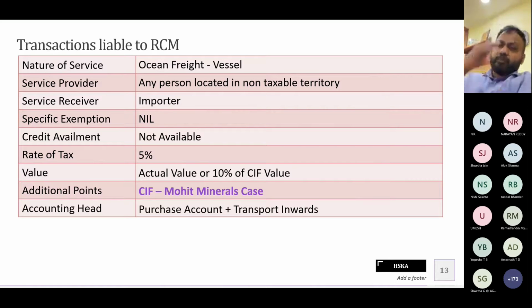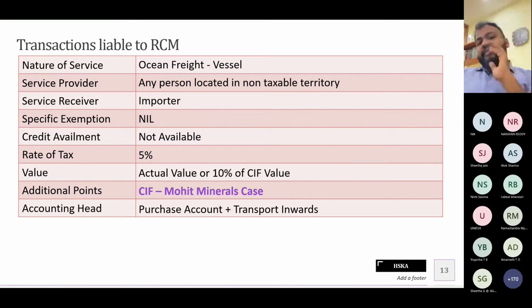So this case went up to the Supreme Court in the Mohit Minerals case. The Supreme Court has not given a very clear judgment, I would say, as far as FOB is concerned. So if it is a CIF transaction, that means it is a freight and insurance included transaction, you are not required to pay tax under reverse charge mechanism. But if you are getting the goods on FOB basis, whoever might have paid the transportation charges or the vessel hiring charges, you have to pay tax under reverse charge mechanism.